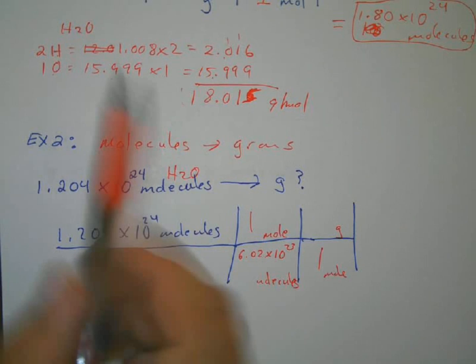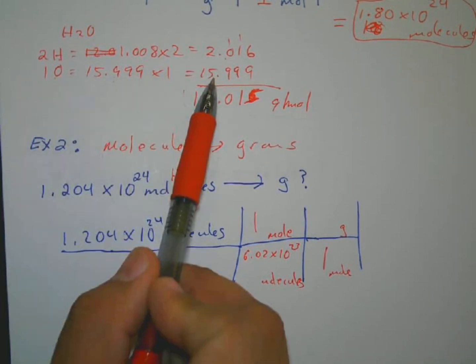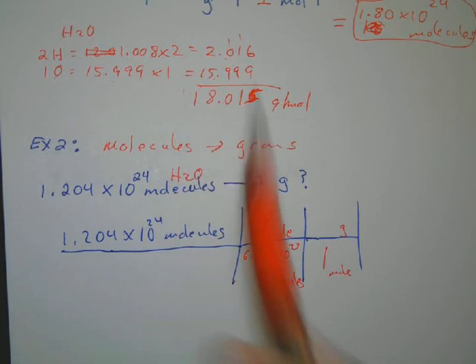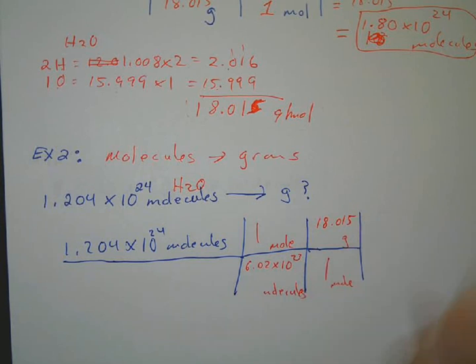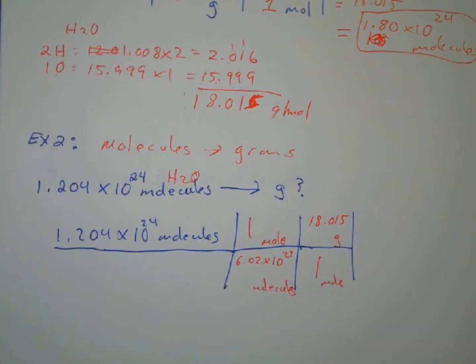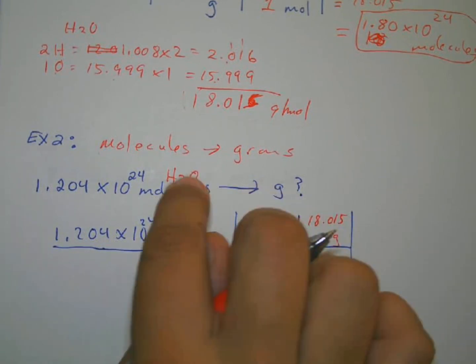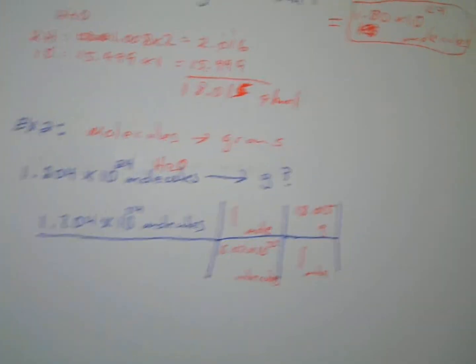We have 2 hydrogens, so 2 hydrogens weigh that much. 1 oxygen weighs that much. When I add it all together, that's the molar mass. So I will plug in 18.015. If you're doing a conversion that requires the molar mass or the GFM, you'll always be given the formula, H2O or whatever, but you still have to break it apart to get the mass.